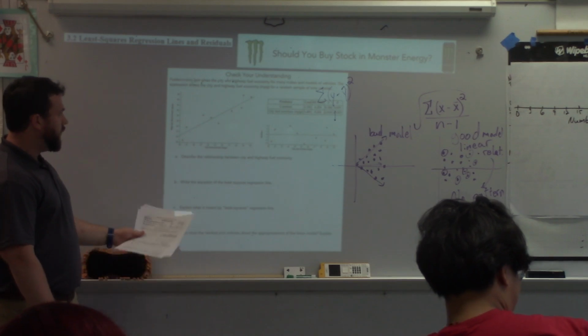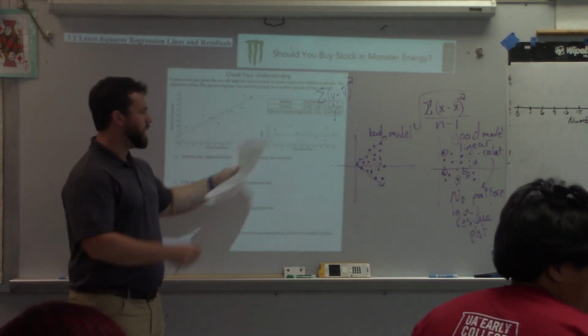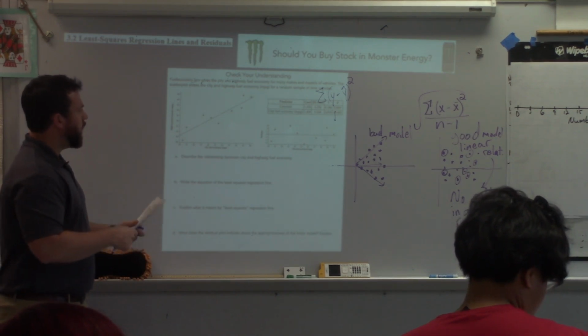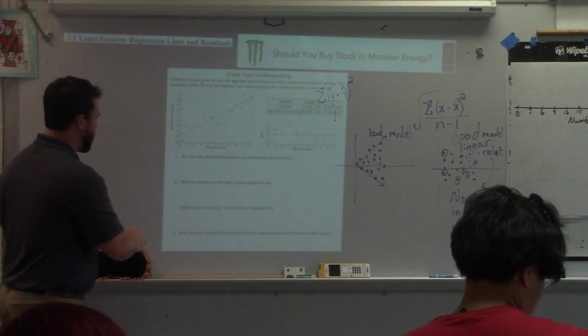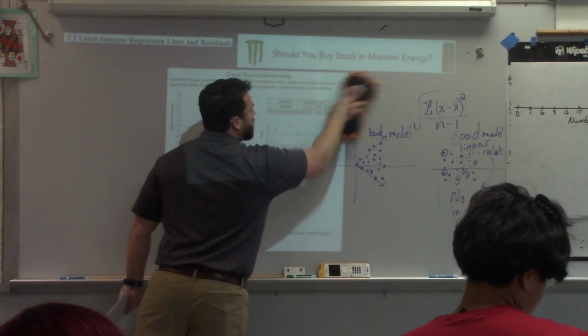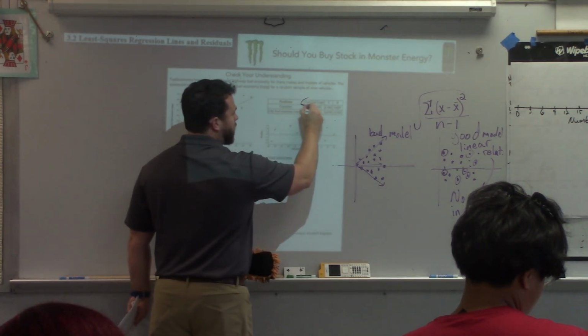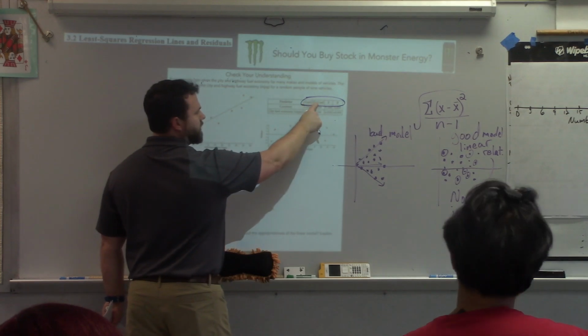Now, I needed to talk about this Minitab output. That's why I wanted to look at this. All right, so a couple of things I want us to talk about right here. Any guesses? Look at your sheet. Any guesses what these things mean?